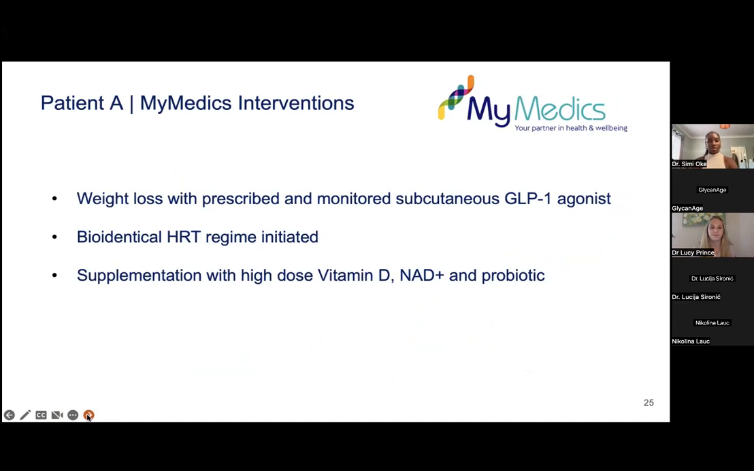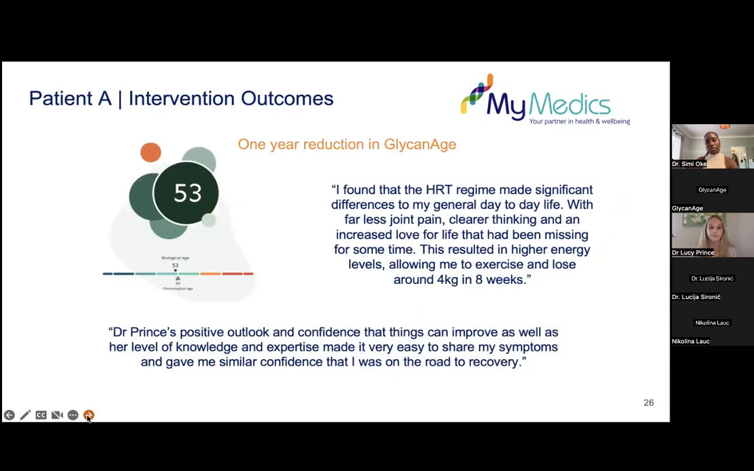Thank you. These were the measures that we implemented. We helped her with some weight loss using a GLP-1 agonist. She was commenced on a bioidentical HRT regime, and she also had supplementation with high dose vitamin D, an NAD plus supplement, and a high quality probiotic as well. She was delighted with her subsequent GlycanAge score, which was done only 8 weeks after her initial test. We were really thrilled that the result had come through so quickly, and that the changes that we were making were clearly having a positive effect.